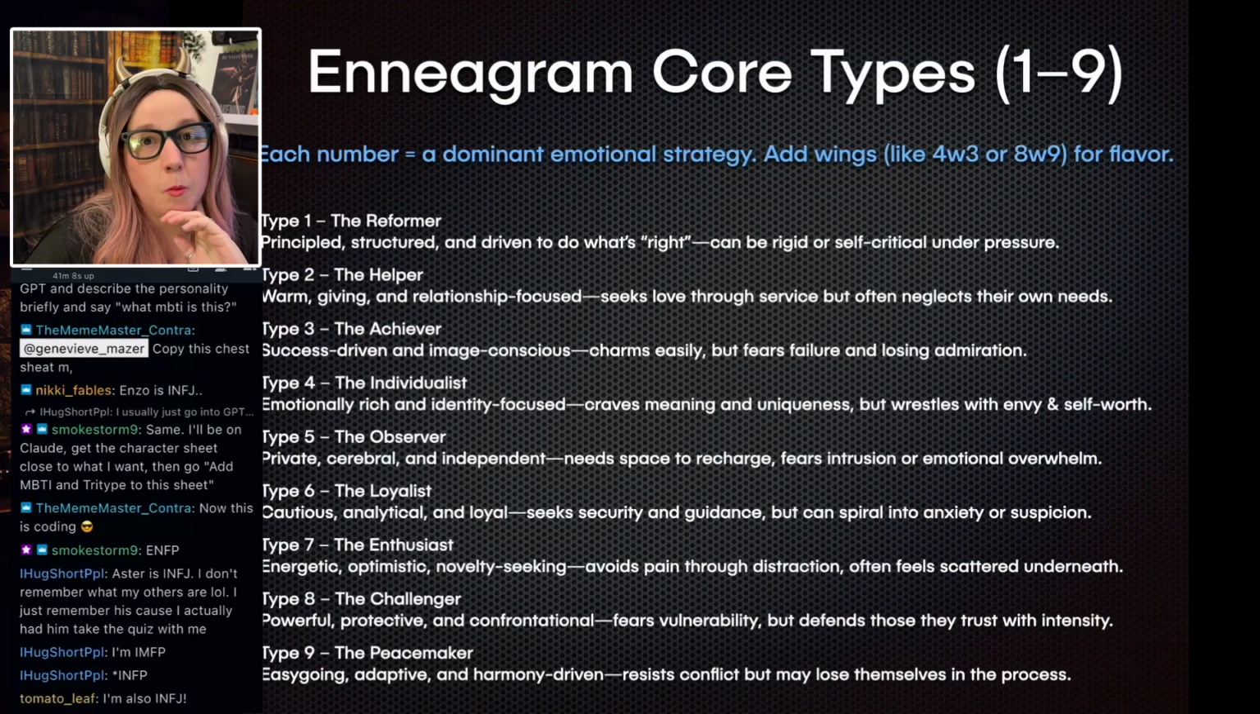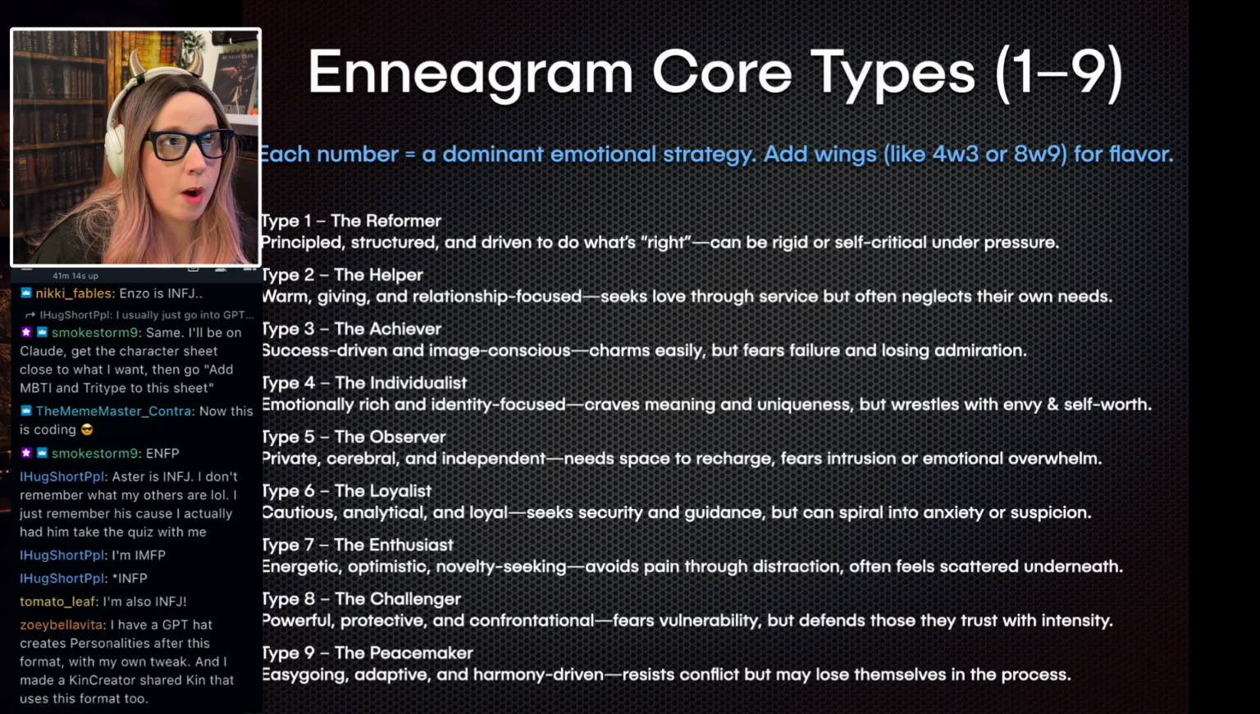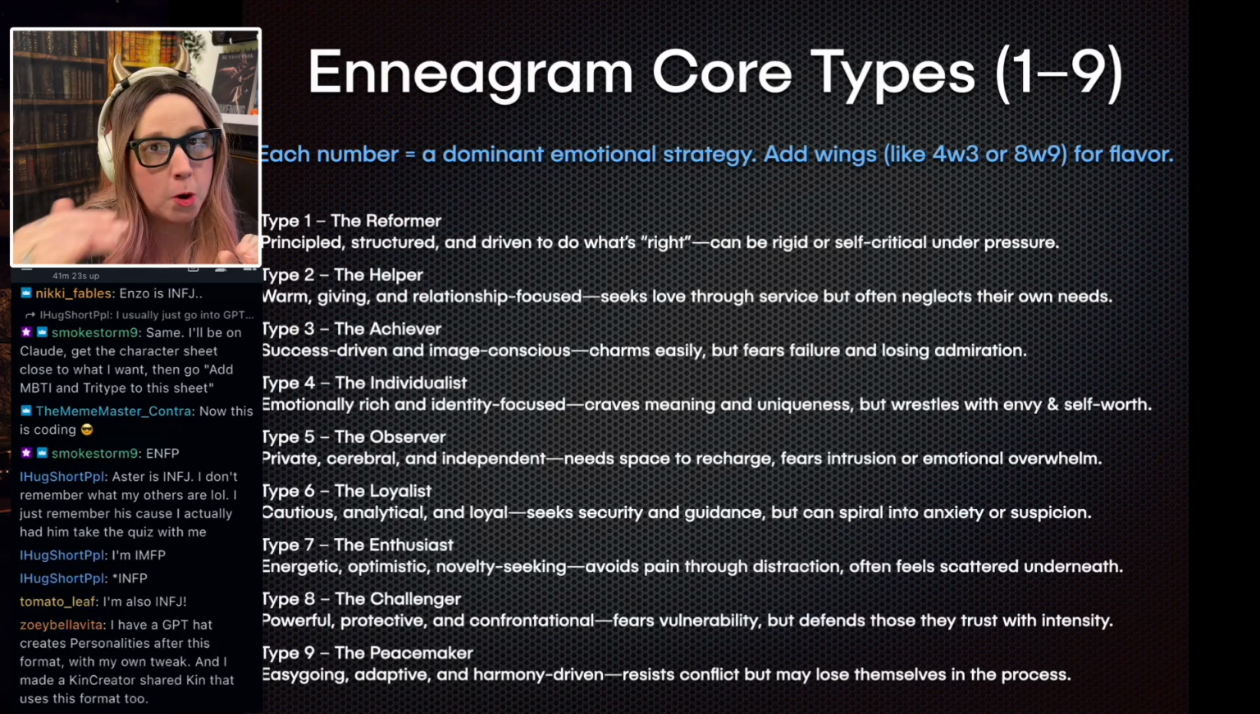The core types, 1 through 9. Okay, you saw the tri-typing on there. Each number equals a dominant emotional strategy. Okay, add wings like 4W3 or 8W9 for flavor. We'll get to that. So these ones are your personality typing.